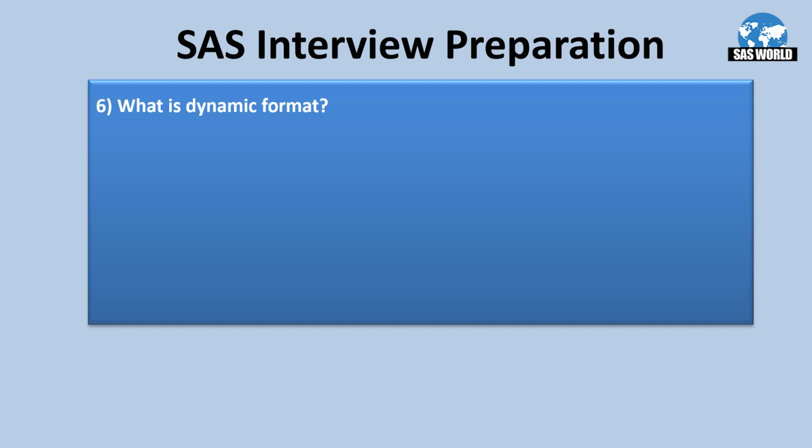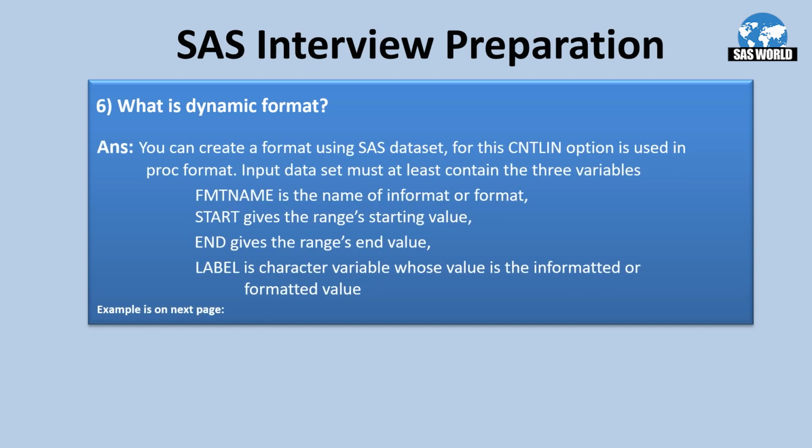So how do we create it? Let's first see the answer. You can create a format using a SAS dataset. For this, the CNTLIN option is used in PROC FORMAT. The input dataset must at least contain three variables: FMTNAME, START, and LABEL. You can see, guys, I have mentioned 4 variables, and in the line I am saying 3 variables. This is a little contradictory, but I will explain. So we need 3 variables if we want to create formats using a dataset.